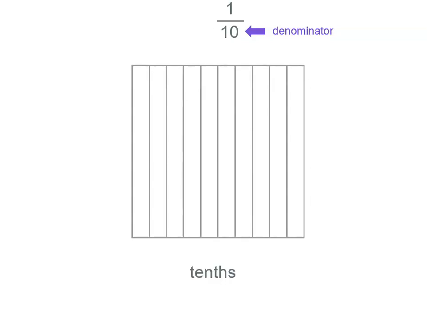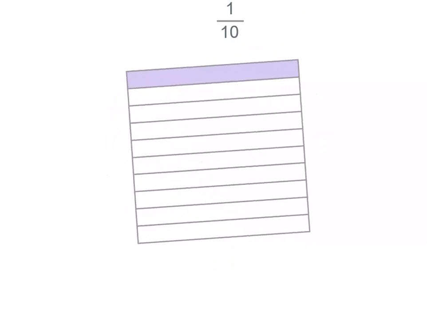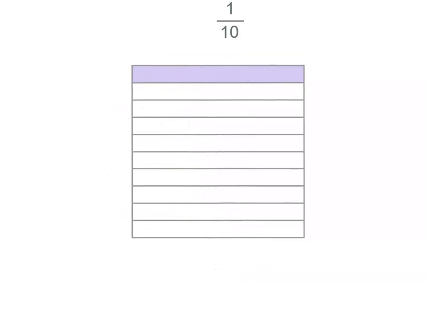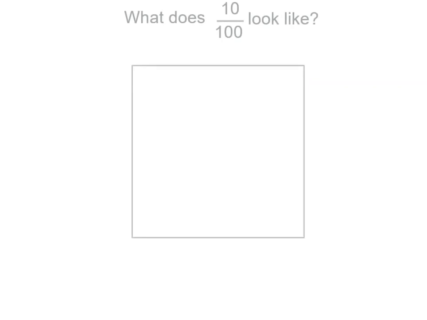Each of those parts is 1/10. Now, I need to shade one of the tenths because the numerator is 1. So you can see that's what 1/10 looks like. Now, if I had made 10 rows instead of 10 columns, I could have this. That's also 1/10.